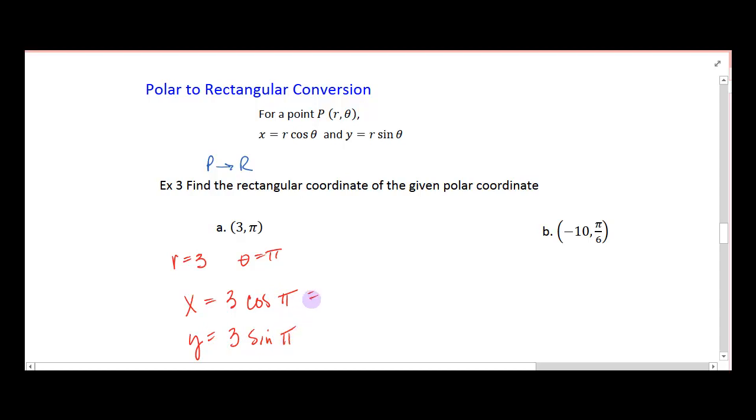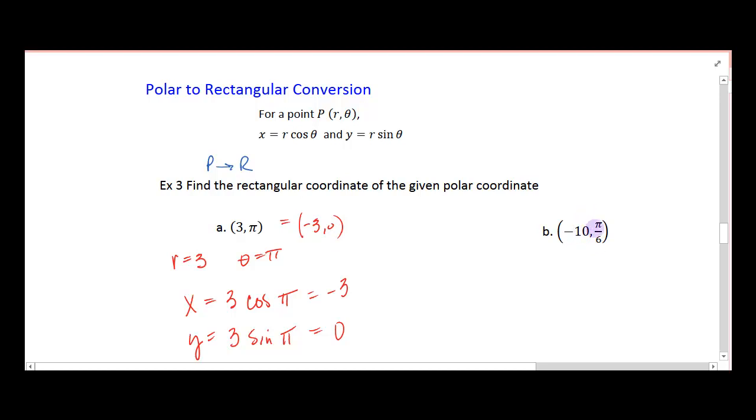Simplifying that, you should remember that cosine of pi is -1. -1 times 3 is -3. The sine of pi is 0, so this is just 0. So the rectangular coordinates for this are -3, 0. It's pretty straightforward. Let's try one more over here.